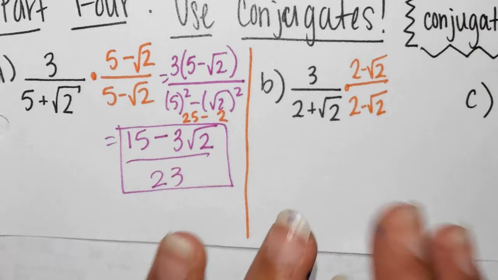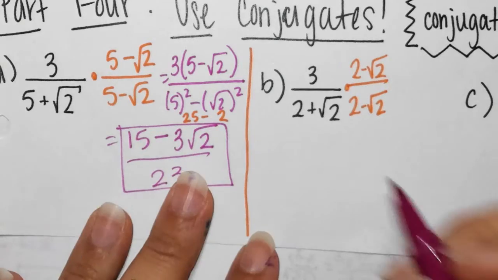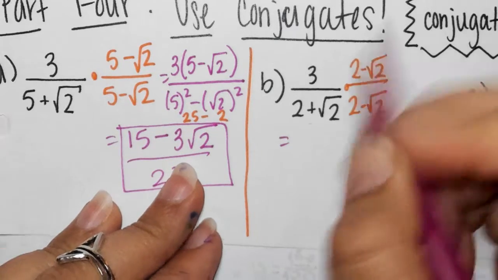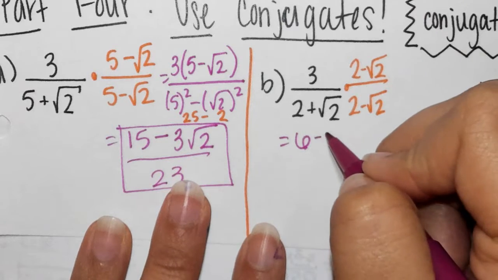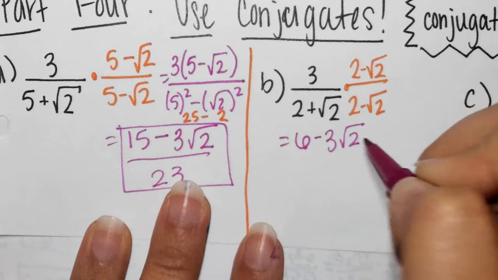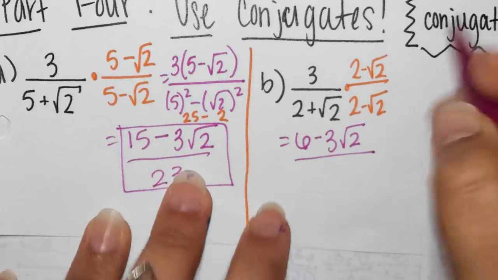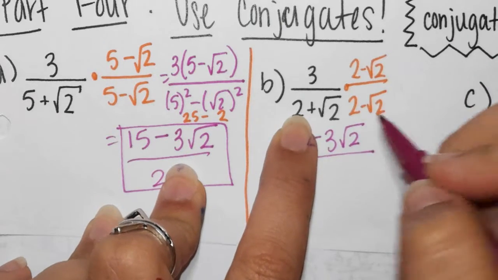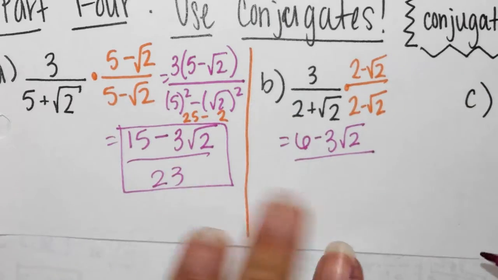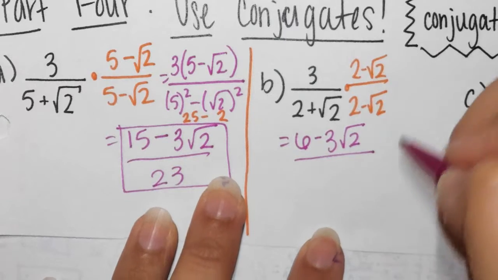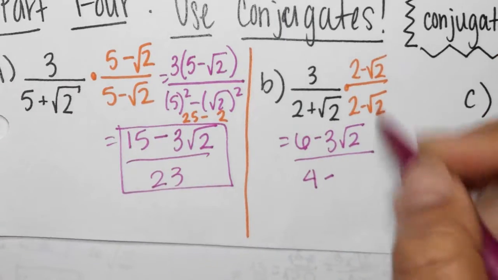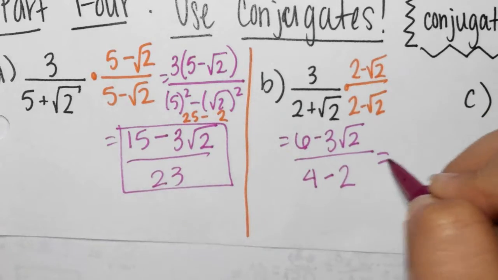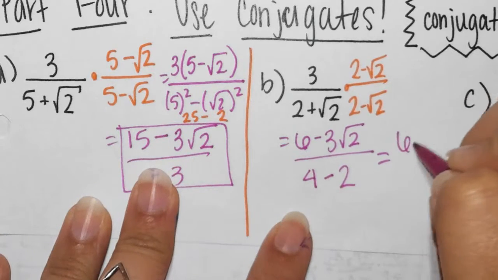Alright, can we go ahead and distribute that 3 since we know we're going to have to do that? Alright, what's 3 times 2? What's 3 times the square root of 2? 3 root 2. Alright, and then the bottom, we're going to square these. What's 2 squared? So that becomes 4 minus, what's the square root of 2 times the square root of 2? 2. And what's 4 minus 2?